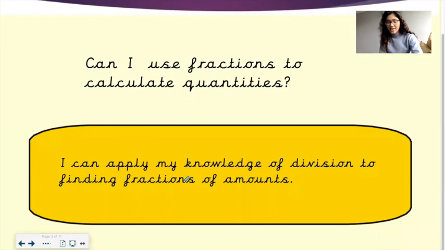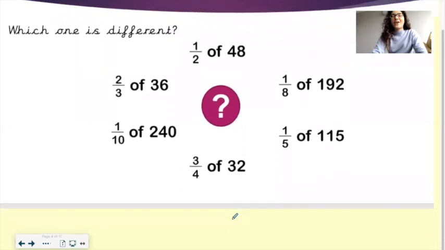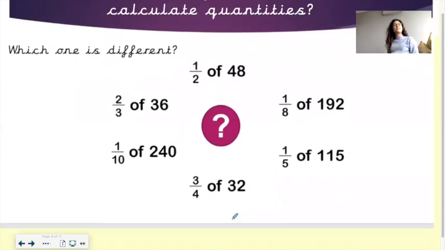Now, our learning objective for our maths lesson today is, can I use fractions to calculate quantities? So by the end of this lesson, you will be able to apply your knowledge of division to finding fractions of amounts. Your starter activity. Which one is different? Off you go.